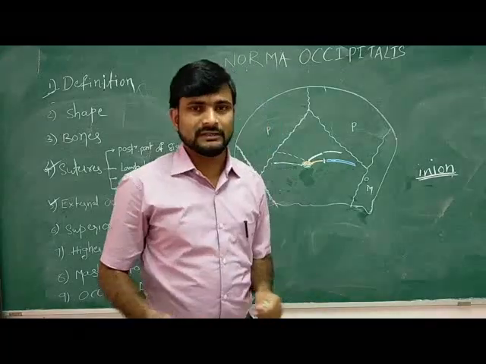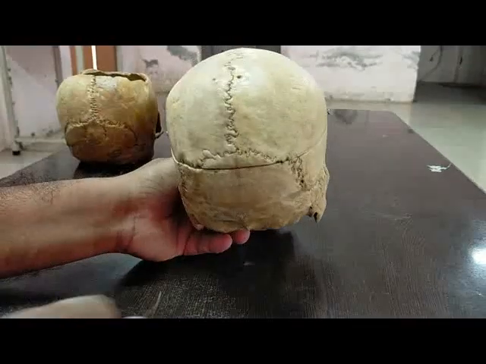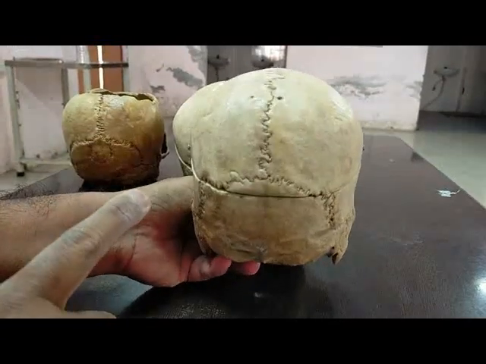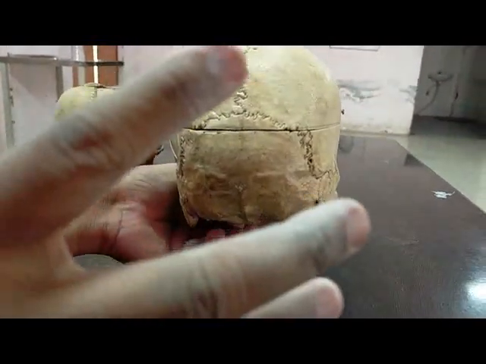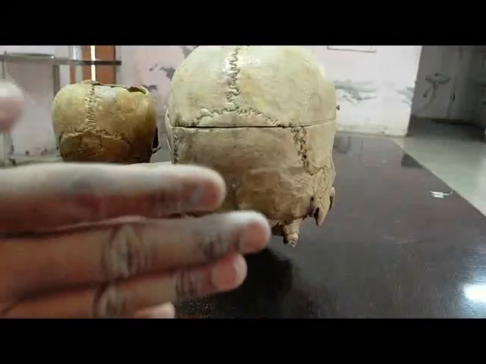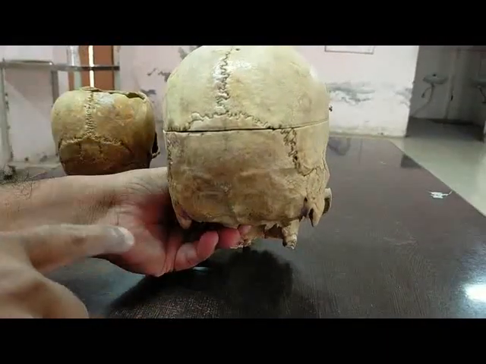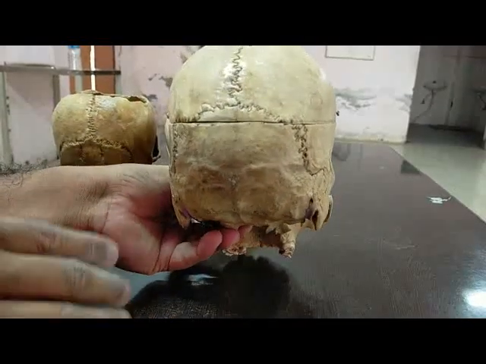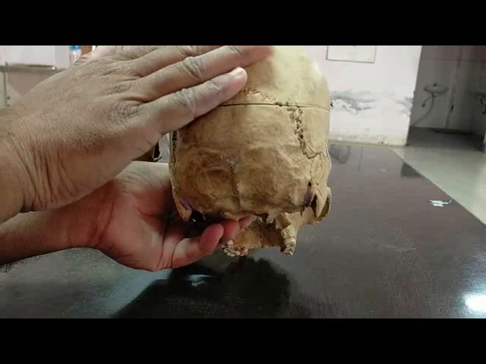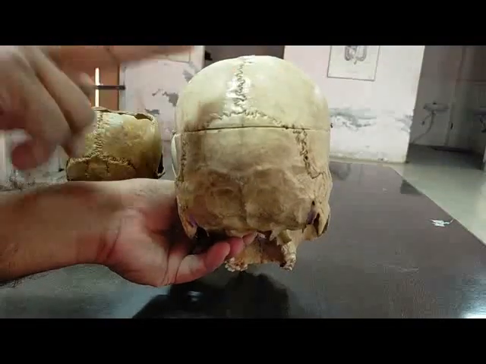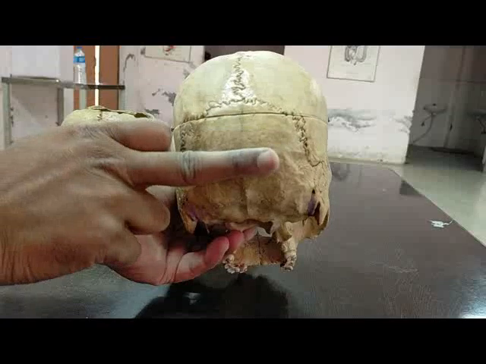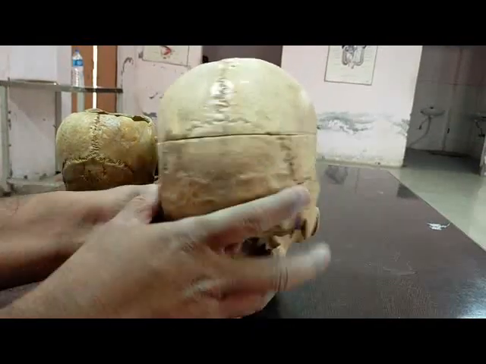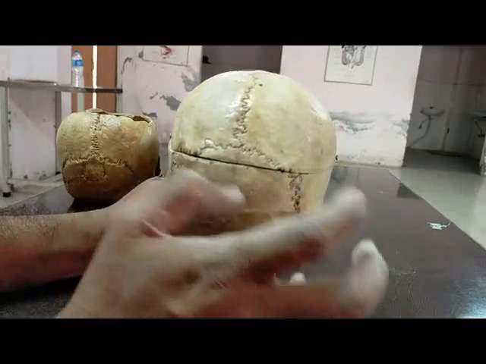Now we will see it in the practical. Now we are seeing the norma occipitalis practically. When the skull is viewed from the posterior aspect, we call it the norma occipitalis. In the norma occipitalis shape, the upper part is convex, and the lower part is flat. This is the shape.